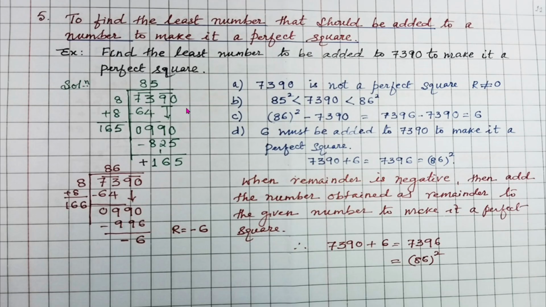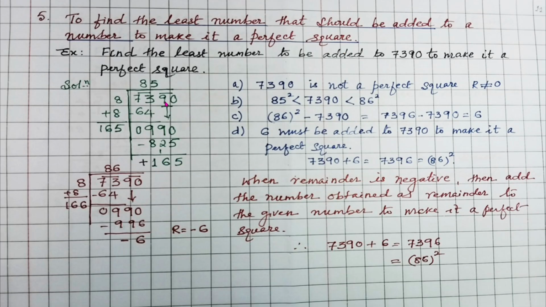Getting a remainder means that 7390 is not a perfect square. But the problem here is we cannot add this, because we have been asked to find out what has to be added. Therefore we cannot add 165 to this to make it a perfect square.